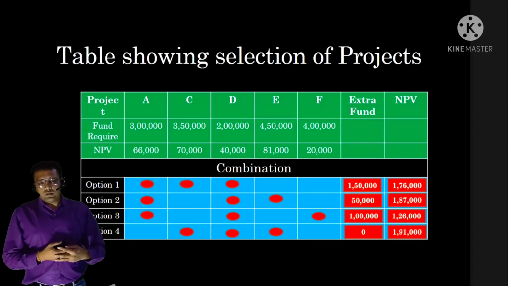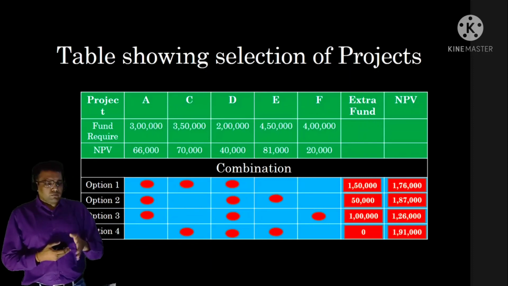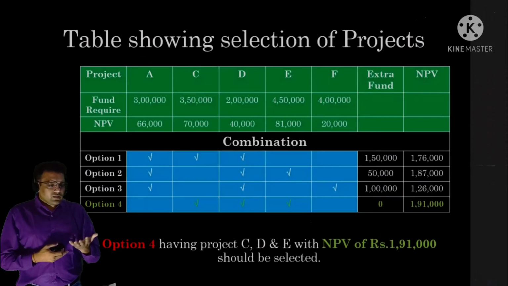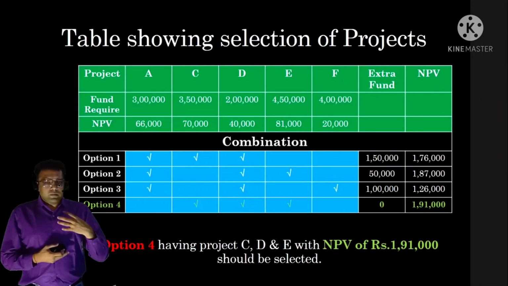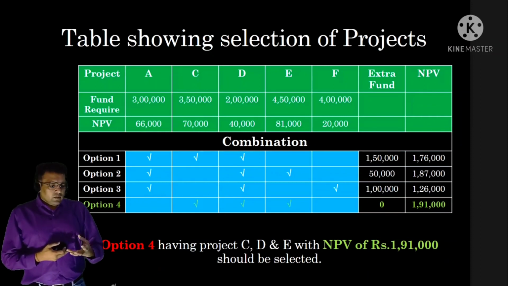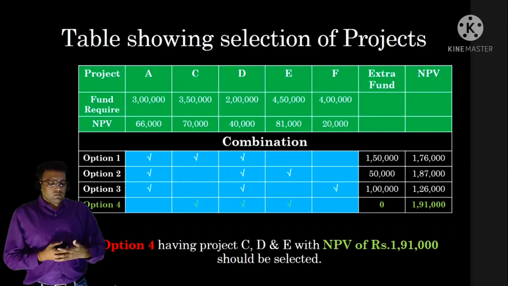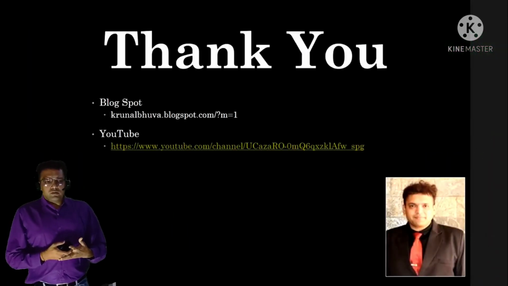So it is clear from this selection that the best alternative is option 4, which is projects C, D and E, which gives me the highest return, which is 1,91,000. All 10 lakh rupees I am using, so this is optimum utilization of my resources, and it gives me the best possible alternative.